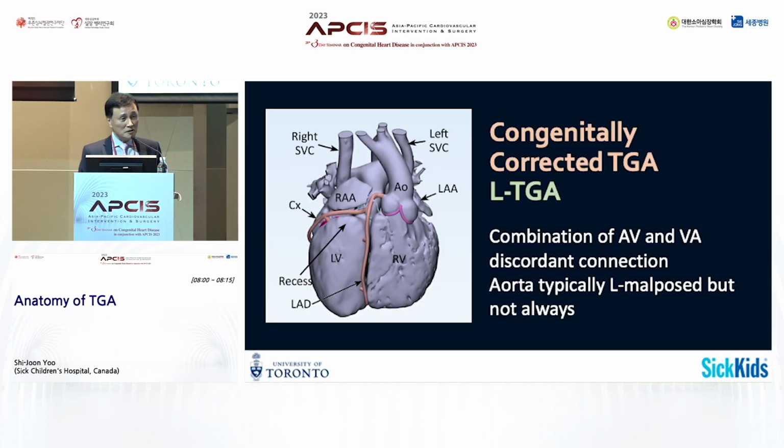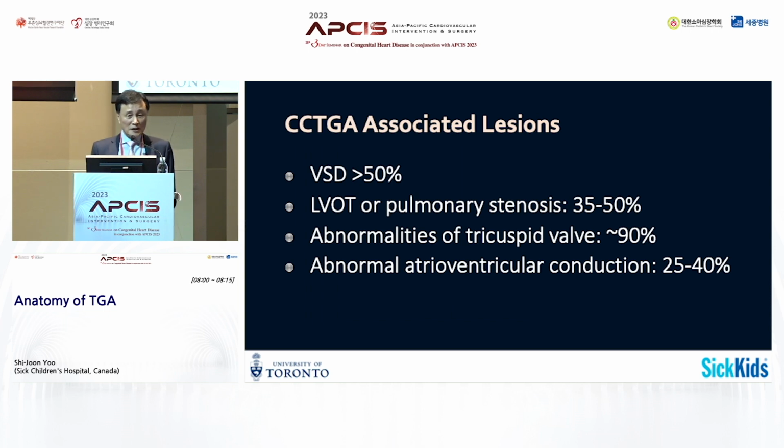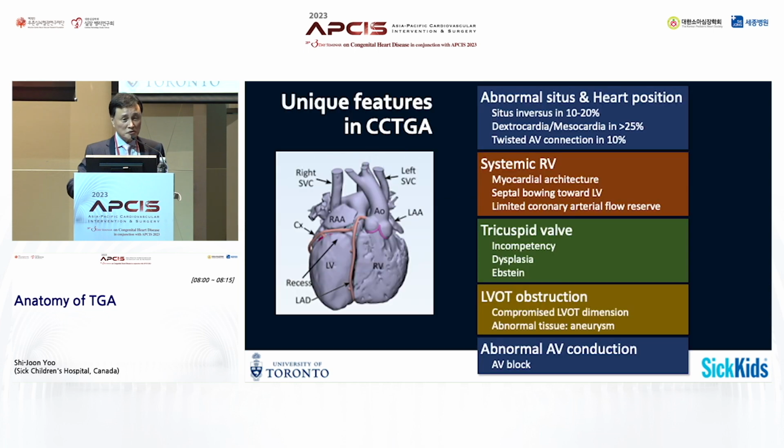That's all about the TGA, and let me move to congenitally corrected transposition. As we agree, this is a combination of atrioventricular and ventriculoarterial discordant connection. And again, the aorta is typically malposed, but not always; it can be on the right side too. Associated abnormalities: in TGA about 20-25% have VSD, but in CCTGA more than 50% have a VSD. LV outflow tract obstruction and pulmonary stenosis are very often seen. Abnormalities of the tricuspid valve are universally present, and abnormal AV conduction is a great issue.